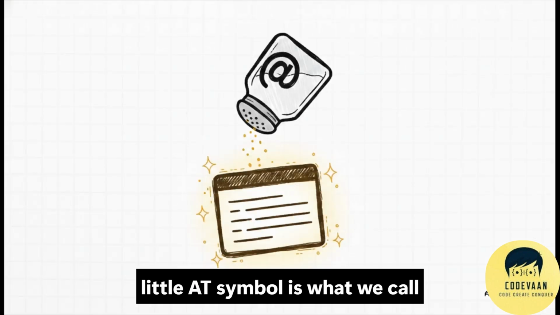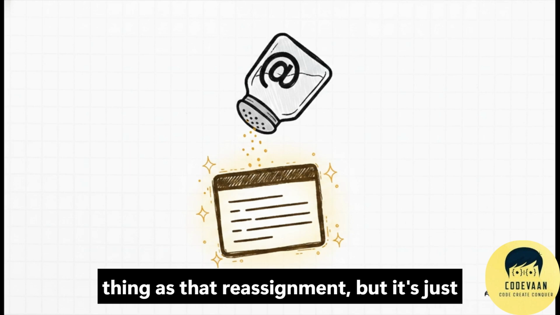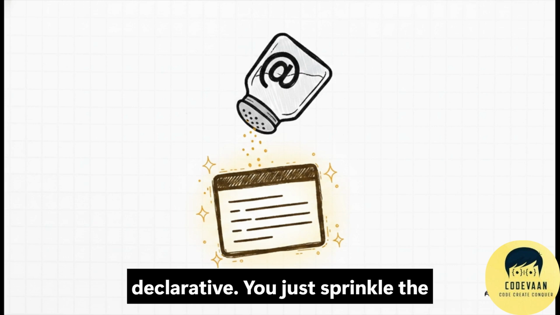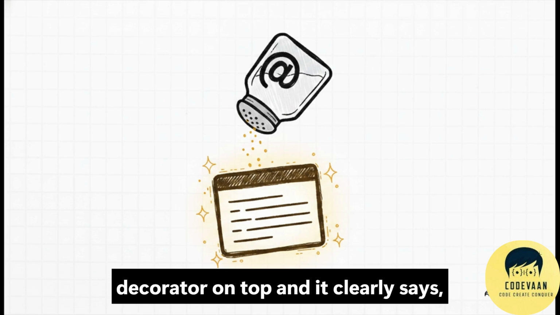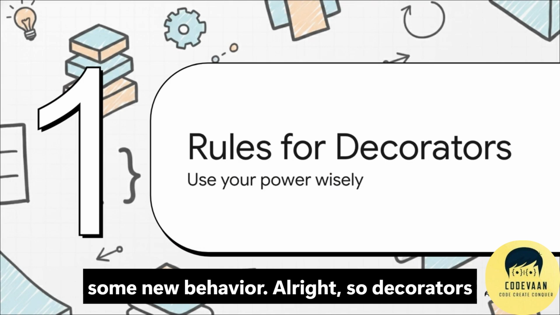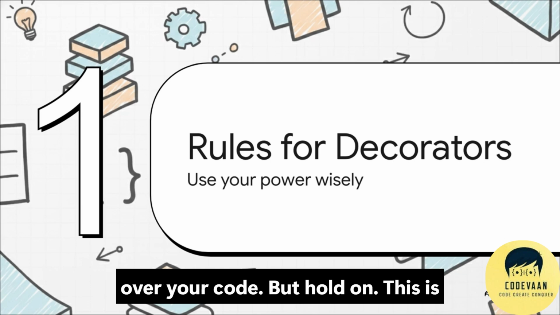That little @ symbol is what we call syntactic sugar. It does the exact same thing as that reassignment, but it's just so much cleaner, so much more declarative. You just sprinkle the decorator on top, and it clearly says, hey, I'm enhancing this function with some new behavior. All right, so decorators are powerful. They're clean. It's really tempting to start plastering them all over your code.